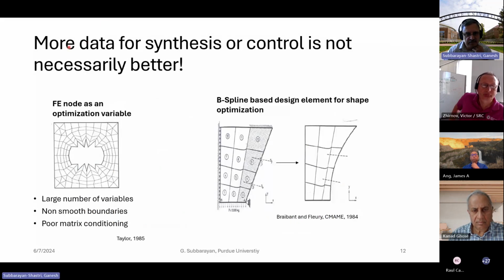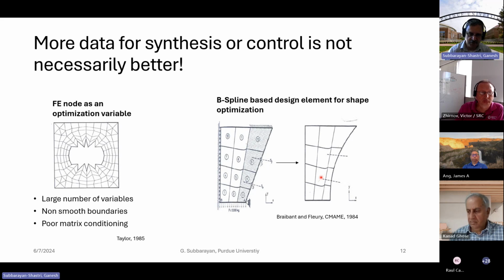Another point that I want to make here is that more data for synthesis or control is not necessarily better. This is very well known again in the design community. If I want to, say, model an elliptical shape, and if I mesh this geometry with finite elements, and I use the nodes of the mesh to control the shape, you would end up with shapes that look like this, which don't quite look smooth or elliptical. So therefore, fewer control points and better approximations like the B-spline are better.